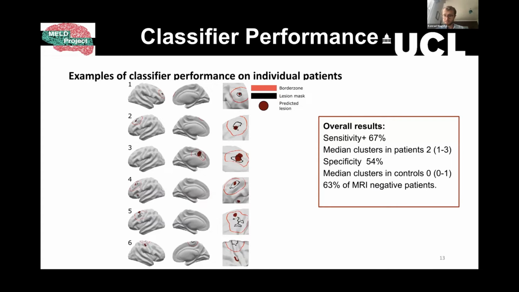So these are lesions that sometime in the patient's journey, the MRI was reviewed and no lesion was found. And so if you had this classifier at this point, maybe it could have told you, look again in this area, you might see a lesion.